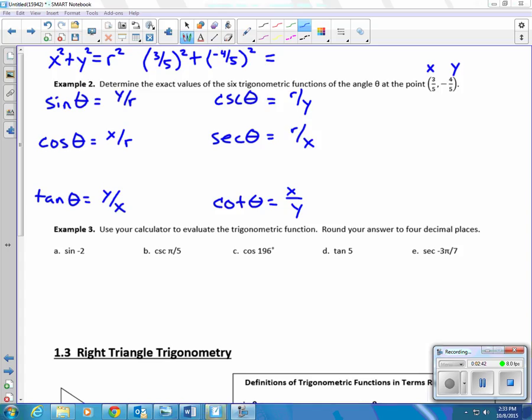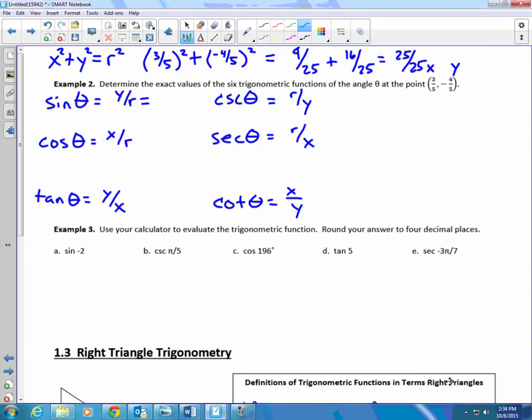How do you square a fraction? You square the top and the bottom. What's the top squared? 9 over. What's -4 squared? 16 over. What's 9/25 plus 16/25? 25 over 25, right? Which is 1. So my R value is 1, isn't it? Yep. So good. R is 1.